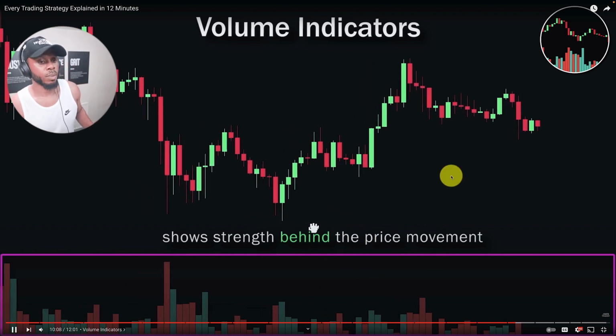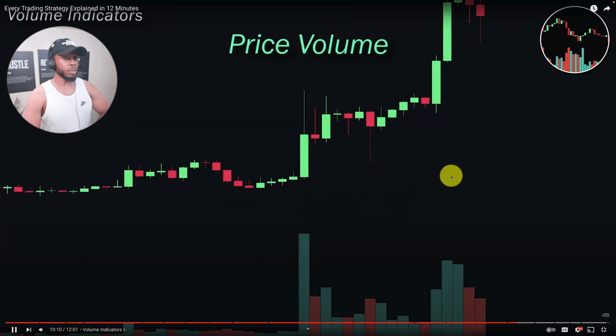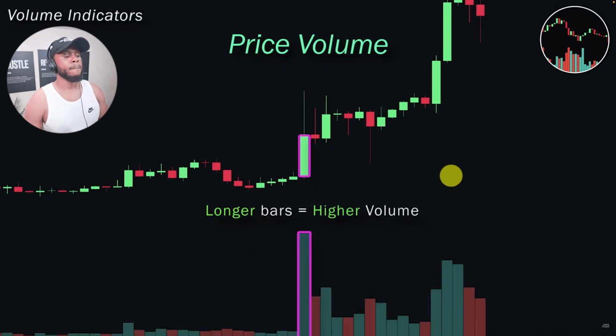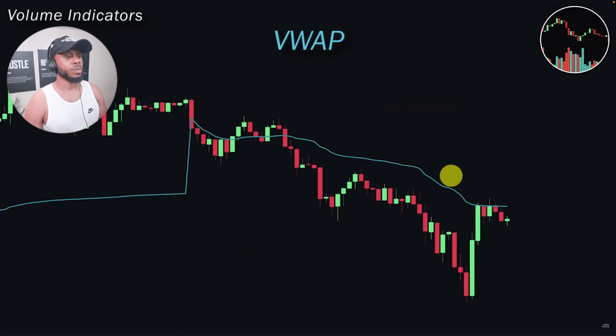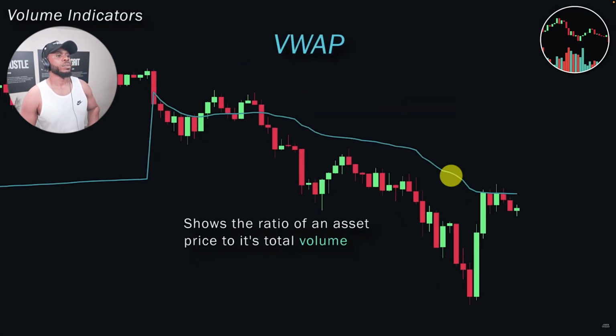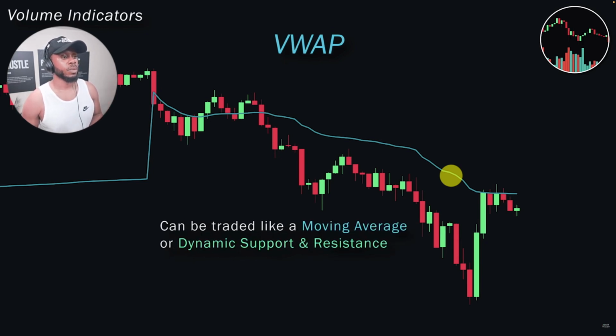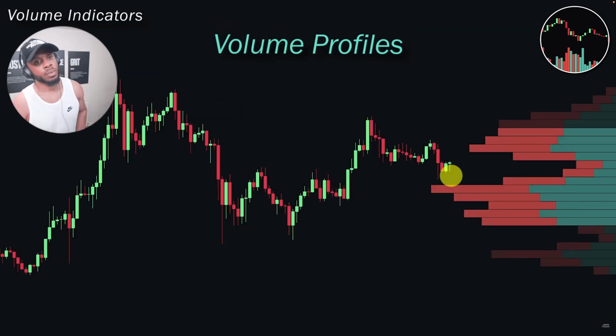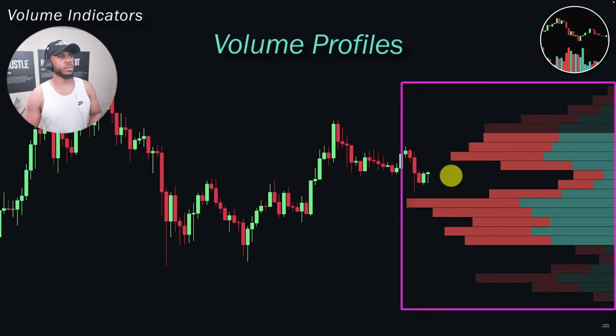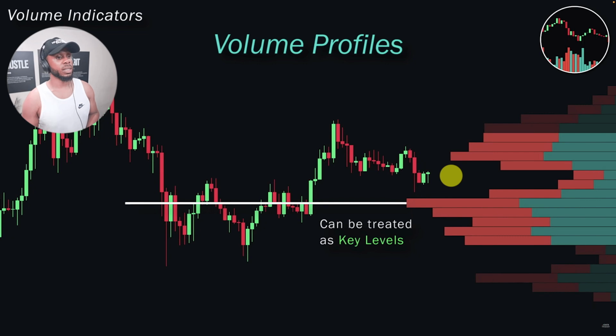Volume indicators include price volume, which displays the volume for each candle. The longer the bar, the higher the volume. Volume weighted average price, which shows the ratio of an asset's price to its total volume. It can be traded like a moving average or as a dynamic support and resistance. Volume profiles display a volume bar horizontally, which can be treated as key levels for potential entry positions.